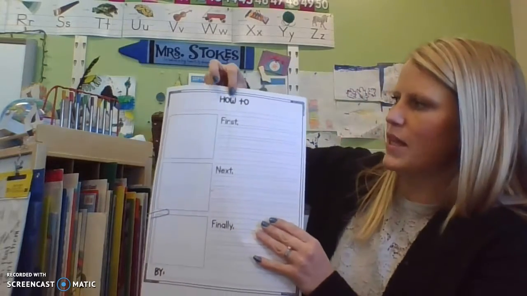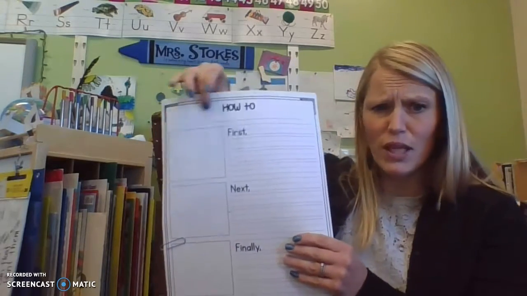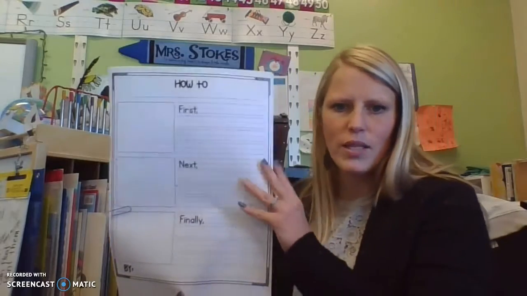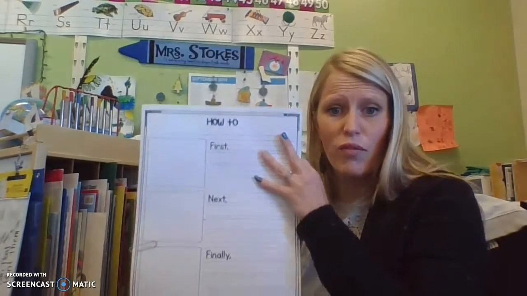So first at the top it says how-to. And then there's a line right here. And so on this paper, first you need to think of what you want to explain what to do. And so I like to think about things that I'm really good at or things that I do a lot. Like something that I do every day is I brush my teeth. I do it twice a day, right, in the morning and at night. So I'm really, really good at brushing my teeth.